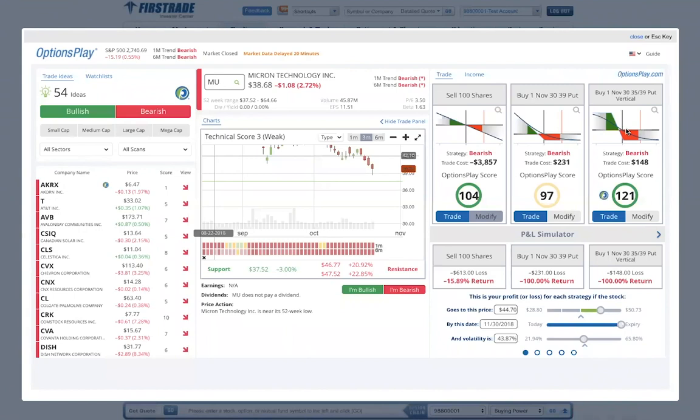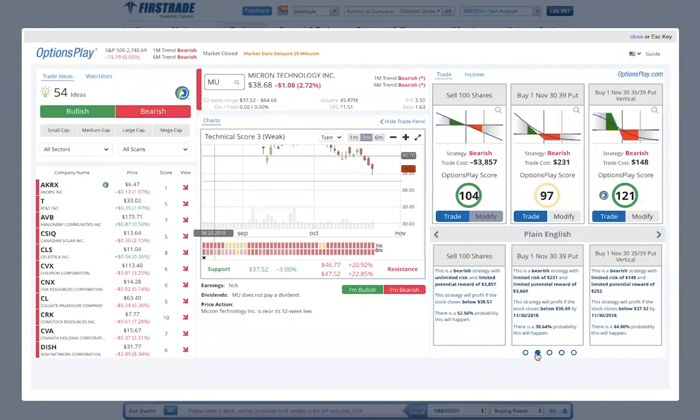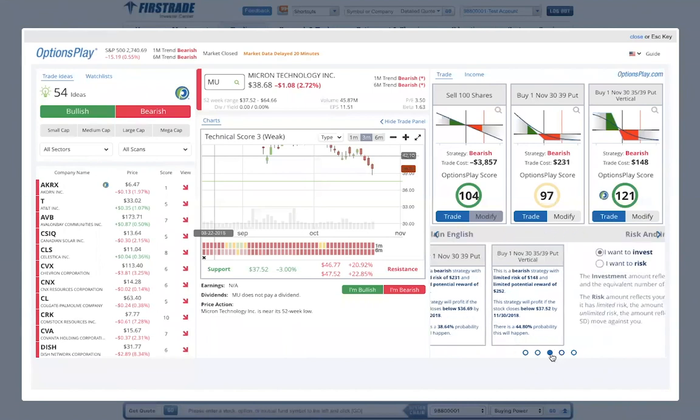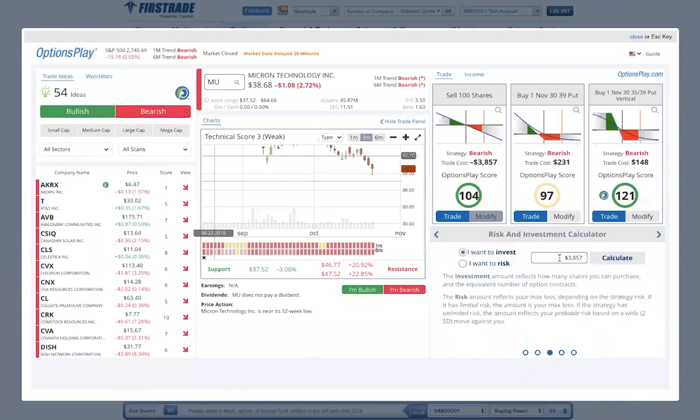What are the circle dots at the right-hand bottom of the page in options play? So the question, I think, is what do these dots mean? These are all different panels to help you better understand each one of these three strategies. So we have a plain English tab for those of you that are looking to learn. We have a risk and investment calculator. This is designed to calculate the number of contracts. So let's say you have $2,000 that you want to risk. You can click on calculate and we'll tell you how many shares or contracts you can buy or sell.